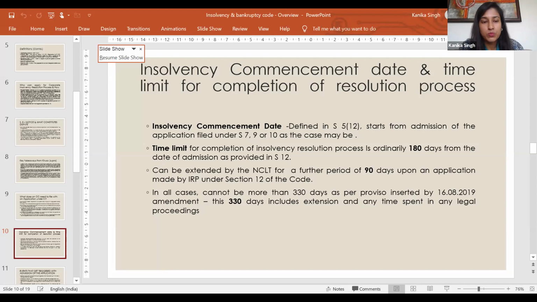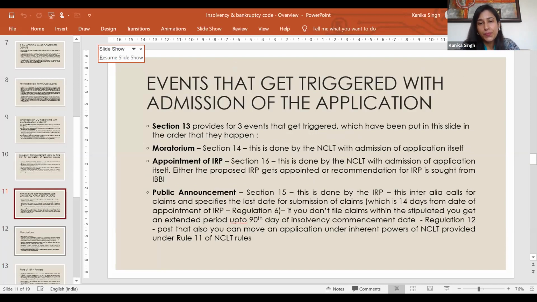And next, we move on to the next slide. The next slide is about what happens when an application gets admitted. So we saw that the insolvency commencement date starts. What happens with the commencement date as such? Section 13 of the Code provides three actions that happen when an insolvency application gets admitted. The very first thing that happens is a moratorium. I will explain this in the next slide.